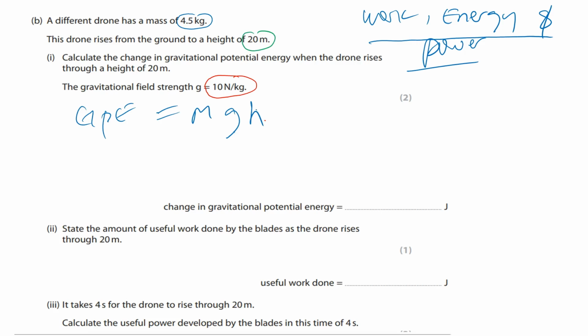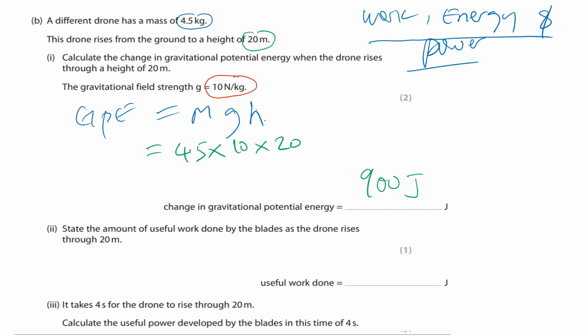We have 4.5 multiplied by 10, then multiplied by 20. Now 4.5 multiplied by 10 will give us 45. 45 multiplied by 20 will give us 900 joules.